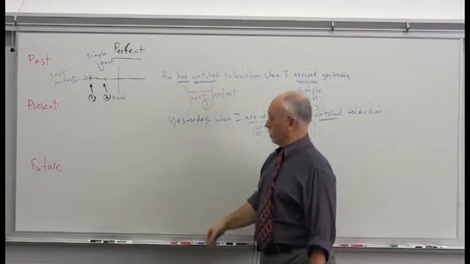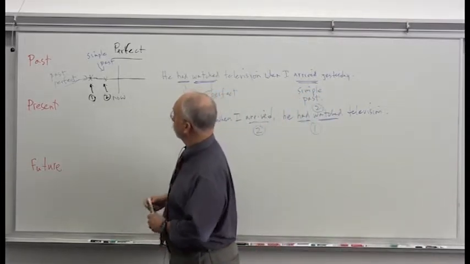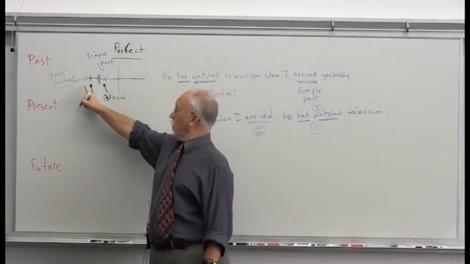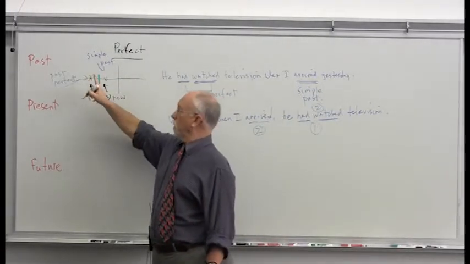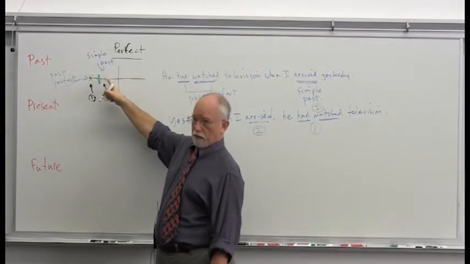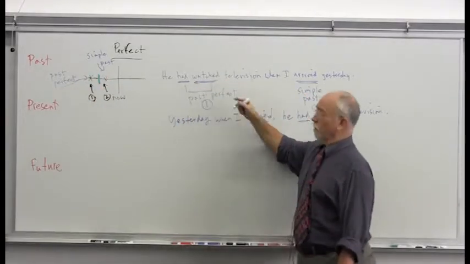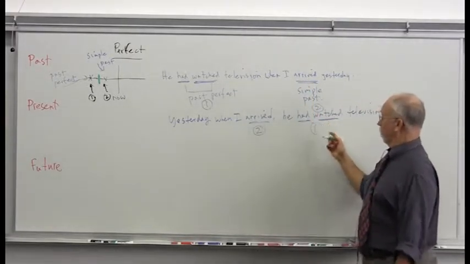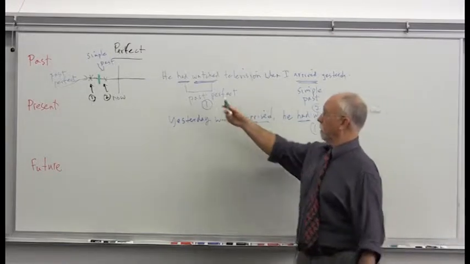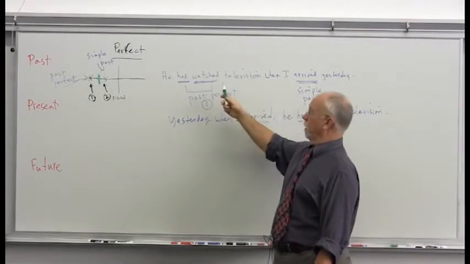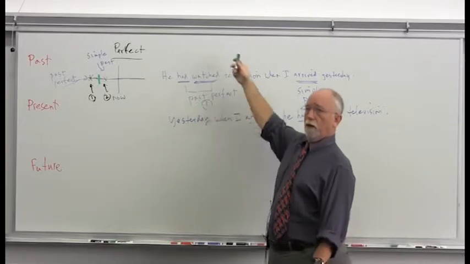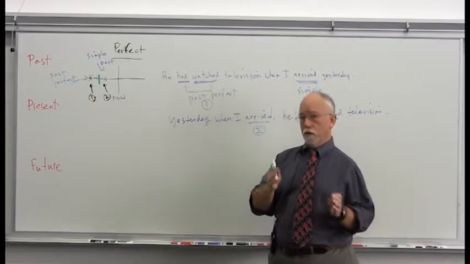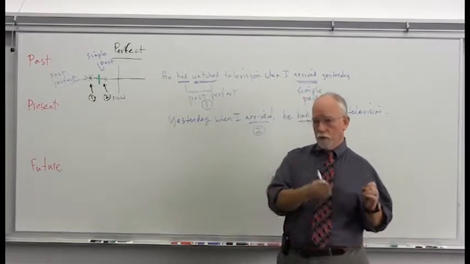So what we have here is a completed action. This action began first, it was finished, and then this action happened second. So he had watched television means that he was finished, then I arrived. If I say he had eaten dinner when I arrived, then he ate dinner and he finished, and then I arrived. So we use the past perfect to show that there are two events, and which one happened first and which one happened second.